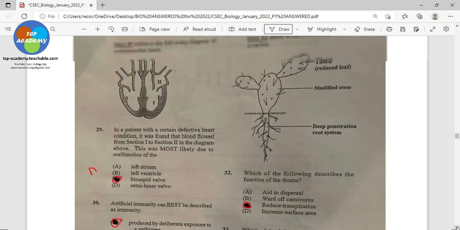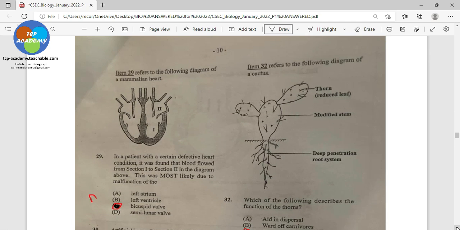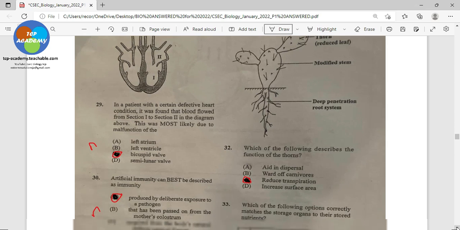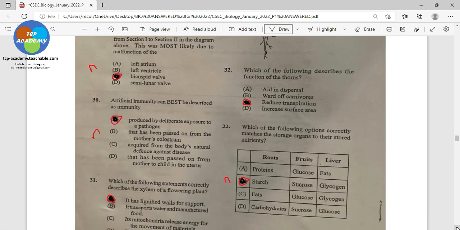So, we move on to 32, and this is, of course, a new question. Item 32 refers to the following diagram of a cactus. Now, which of the following describes the function of the thorns? Of course, to reduce the rate of transpiration.